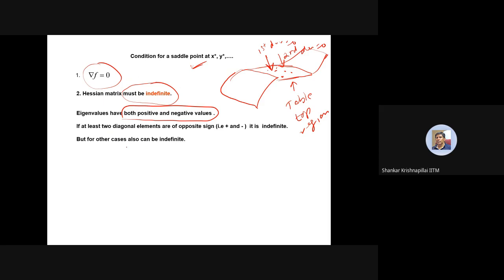Also, if at least two diagonal elements are of opposite signs, it is indefinite. But for other cases, it can also be indefinite. Even if the diagonal elements are of the same sign, it can still be indefinite. So the reliable method is to check the eigenvalues. They should have both positive and negative values.